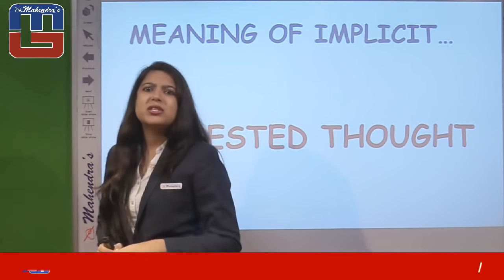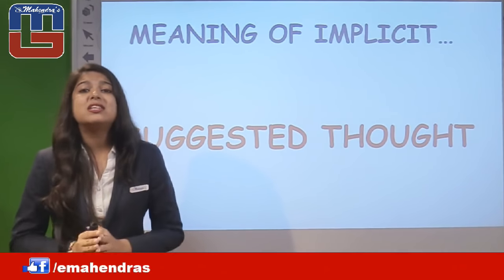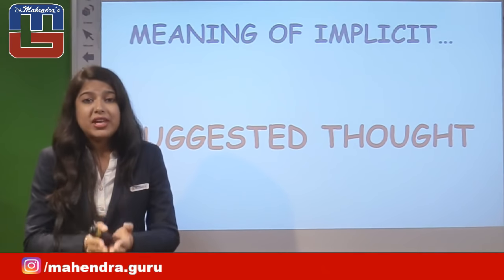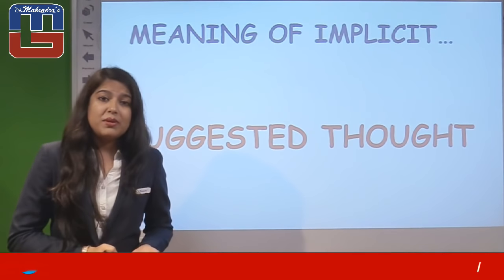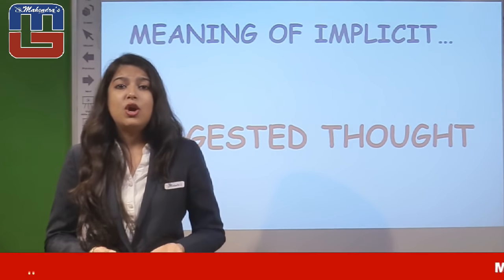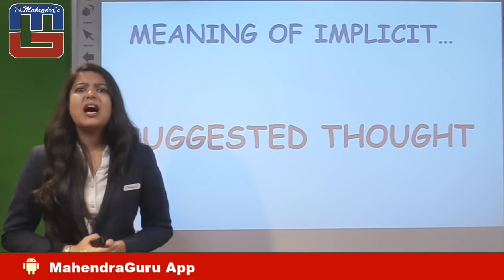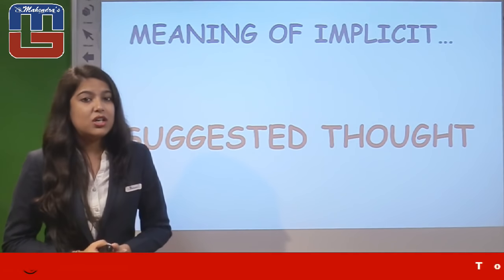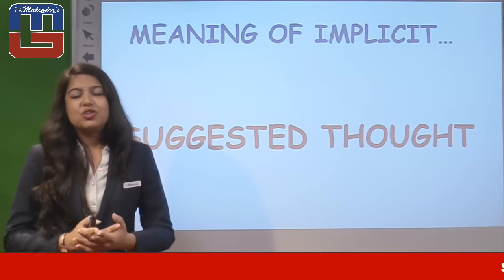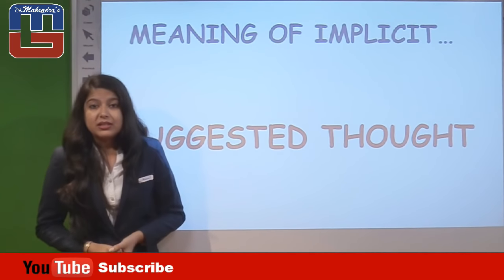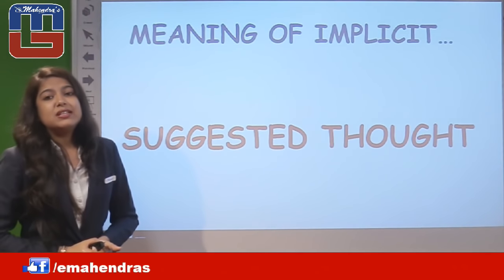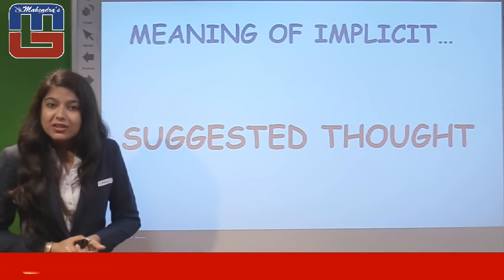How are we marking the options? Why are we marking the options? Because in this subject, reasoning, options play a very important role, whether it is the topic syllogism, inequality, assumptions or whatsoever. Options are very important to understand, because this whole section depends on your understanding only. So we have to look at the meaning of implicit, and as you can see on the screen, the meaning of implicit is "suggested thought."